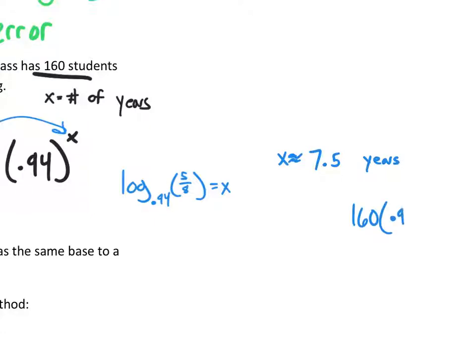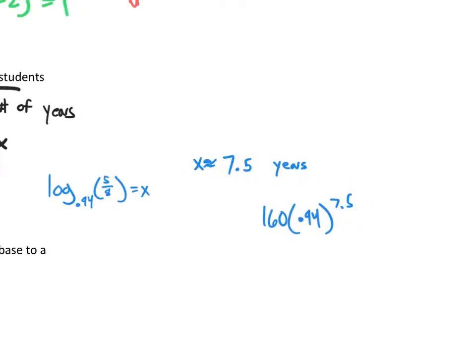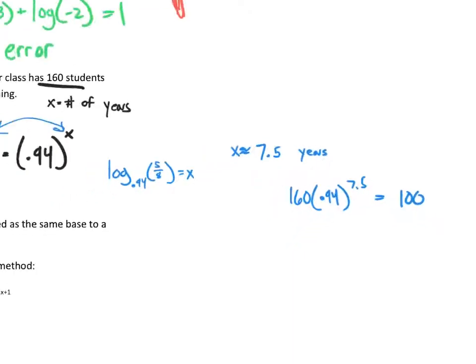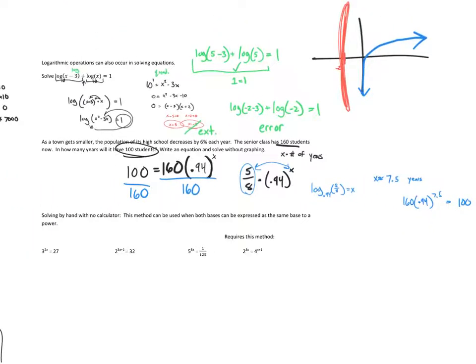And we could check this by plugging it back in to the original equation. And when we do that, so 160 times 0.94 raised to the 0.75, you'll see that it lands us very close to 100. So this is a really powerful example of when we'll use logarithms to help us solve equations of population.